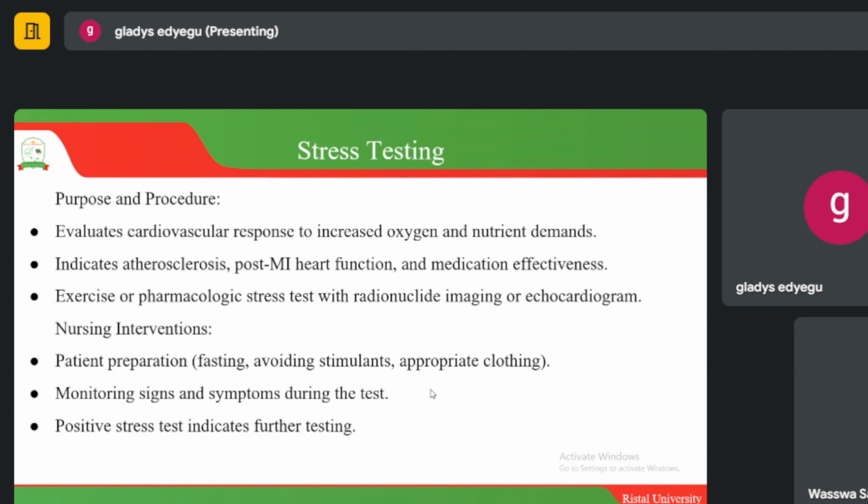Then a positive stress test indicates further testing. So if you've tested your patient and the patient has responded positively to any stress, then you can go ahead and do another test so that you can know whether your patient is able to adjust to this kind of stress and is responding positively. What about if I add on to this another one? How is he going to respond? And this can show you that your patient is either not doing so badly or is improving.